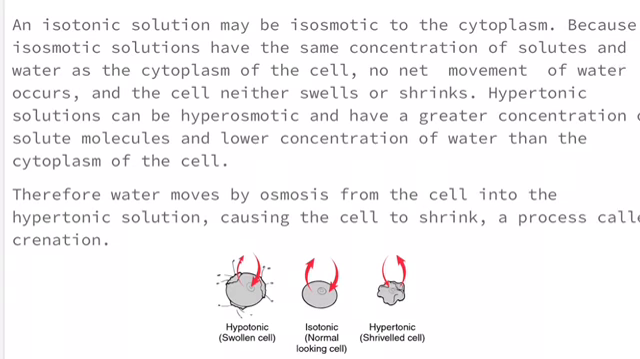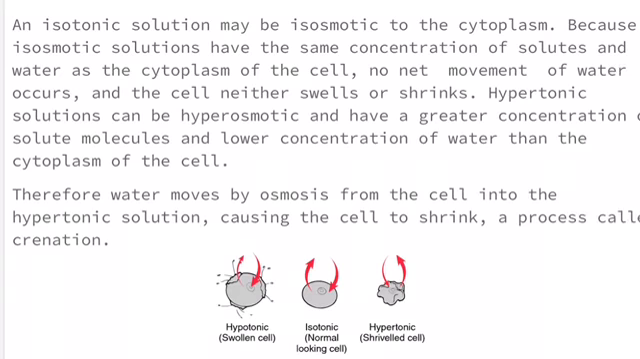An isotonic solution may be isosmotic to the cytoplasm, because isosmotic solutions can have the same concentration of solutes and water as the cytoplasm of the cell. No net movement of water occurs, and the cell neither swells nor shrinks.